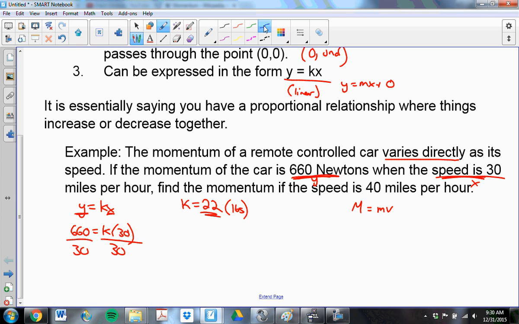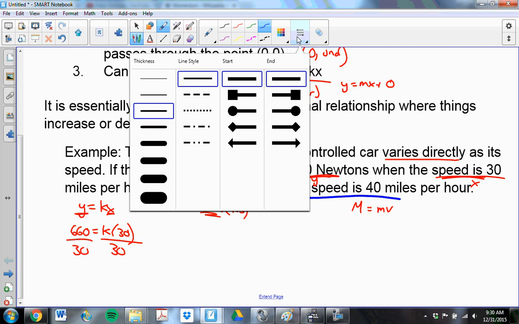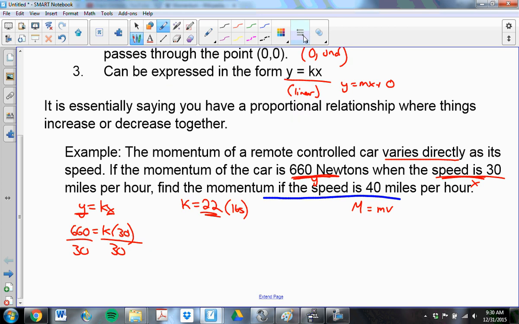Well, now we have to answer this question. Find the momentum if the speed is 40 miles per hour. We can again go with y equals k times x. And now we actually know what k is. k will be 22 from this moment on. Every time we do it, it's 22. And the speed has gone from 30 to 40. We're trying to find the momentum. We do 22 times 40, which is 880.